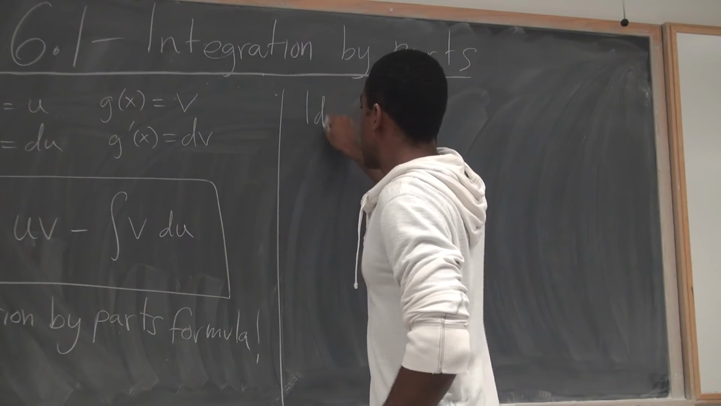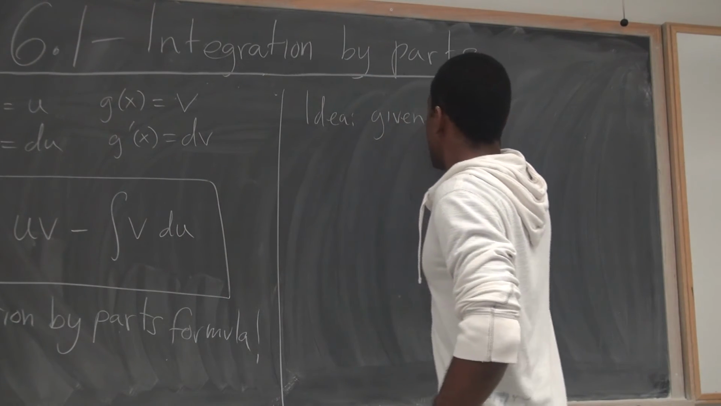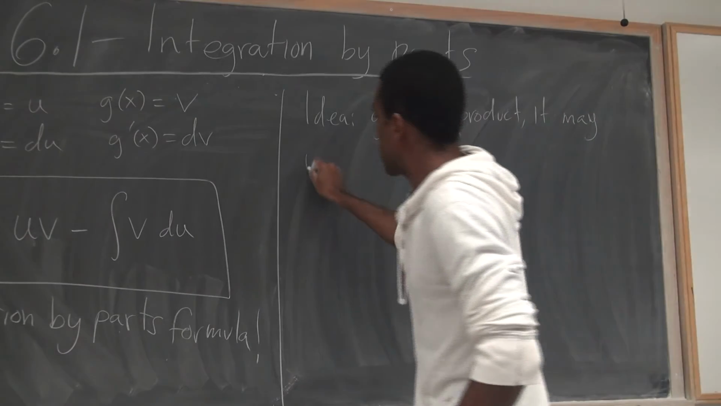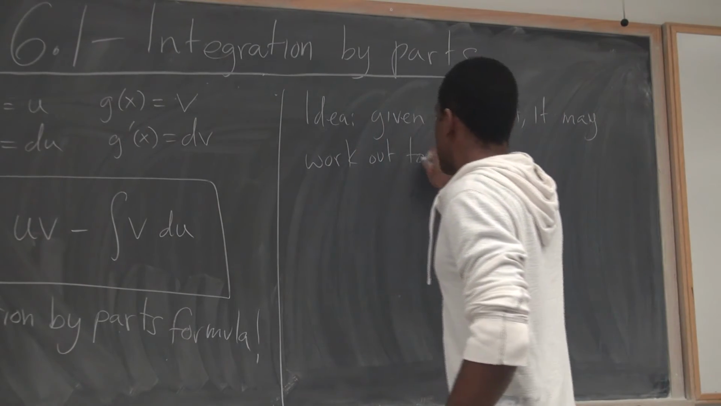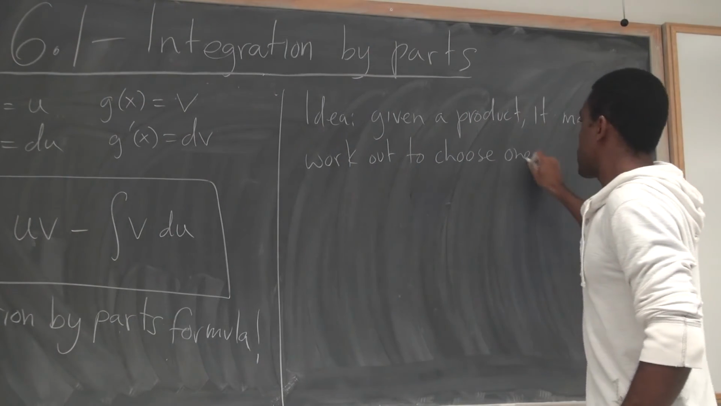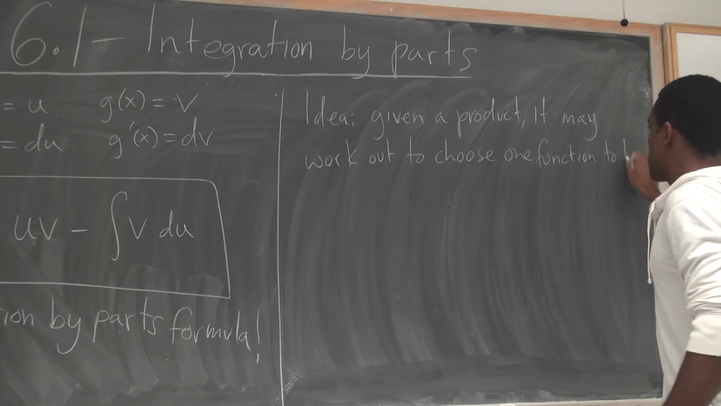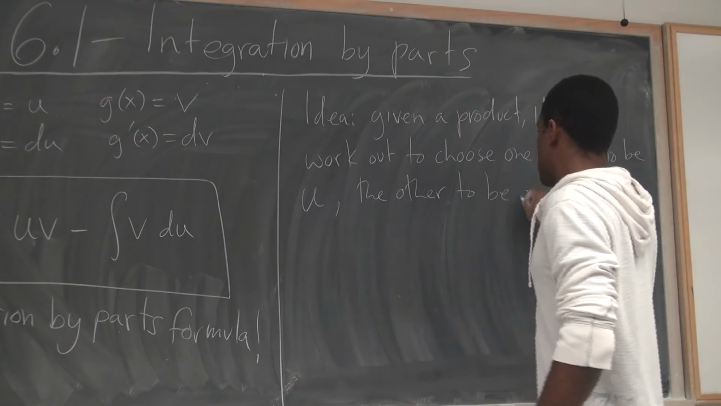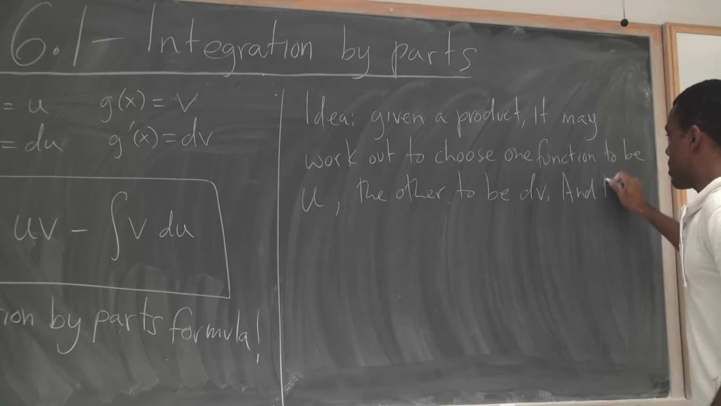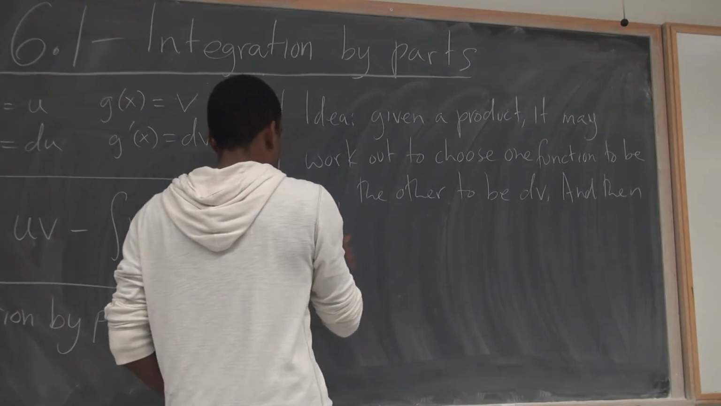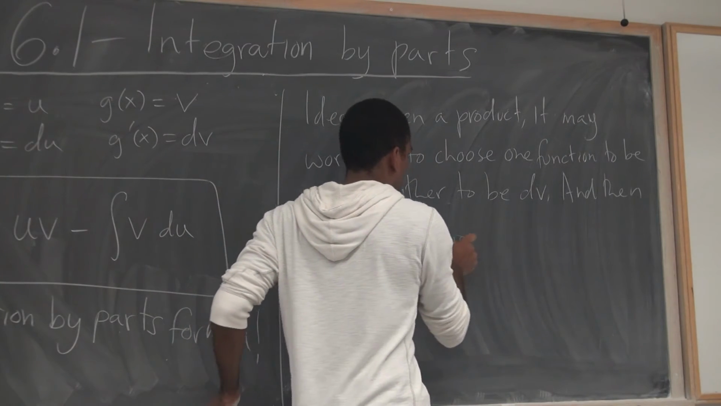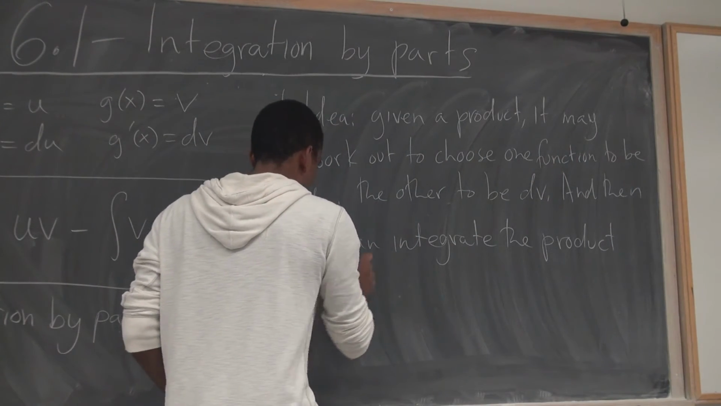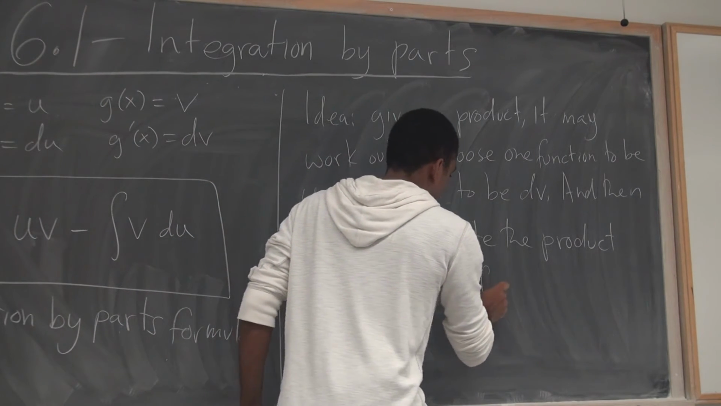So, idea, given a product, it may work out to choose one function to be u, the other to be dv, and then you can integrate the product with the above formula.